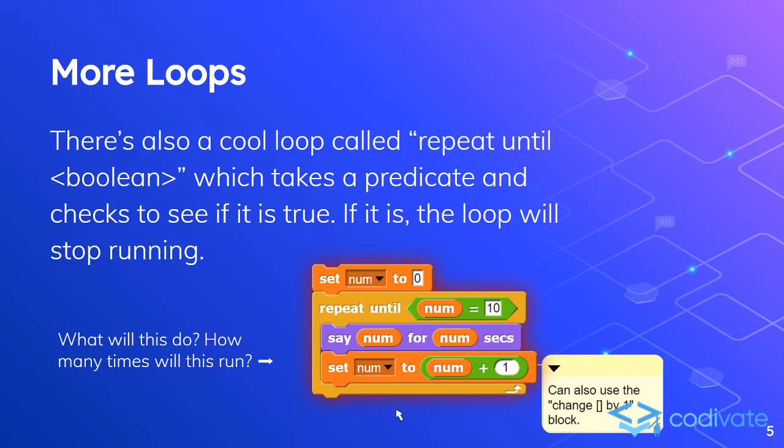There's another type of loop that's called a repeat until Boolean loop. This takes a predicate and checks to see whether it's true. If it is true, the loop will stop running. What do you think this block will do? How many times will this run?